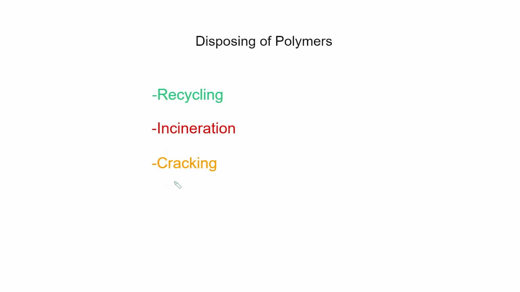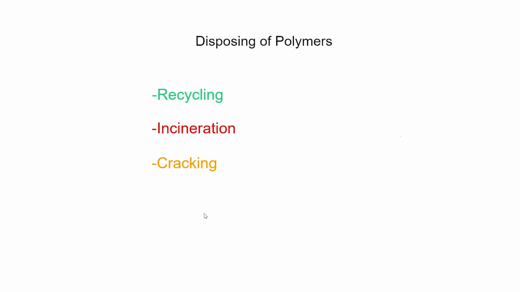The third and final thing we can do with waste polymers is crack them out of being a long chain and back into smaller molecules that there are a lot of potential uses for. Exactly the same as we would crack alkenes to get smaller alkenes.